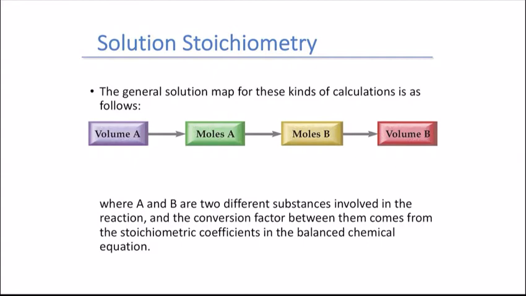Now that we've looked a little bit at dilutions, let's look at solution stoichiometry. When we do solution stoichiometry, it generally follows the roadmap here, where you have a volume A, you determine the moles A, use the balanced equation to convert to moles of B, and then use the molarity to convert to volume of B. So we'd use molarity of A, our balanced equation, and molarity of B.